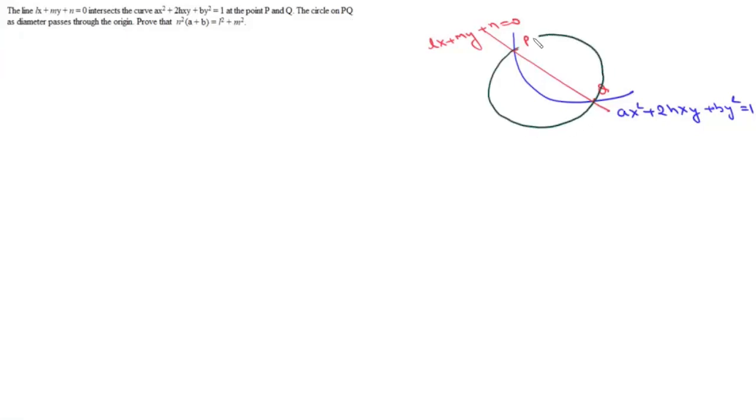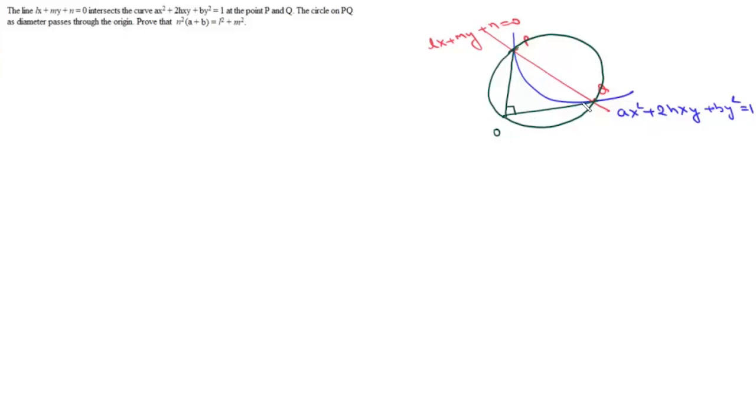So here we have this curve which is AX square plus 2HXY plus BY square equals 1, and then we have this line LX plus MY plus N equals 0. Now these two points are P and Q. Now it says the circle on PQ as diameter passes through origin. So we have this circle drawn on PQ as diameter and it passes through origin. Now since PQ is a diameter, that means this angle will be 90 degrees. Now we have to find the condition that this angle is 90.